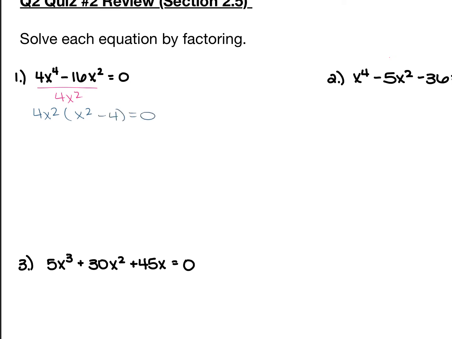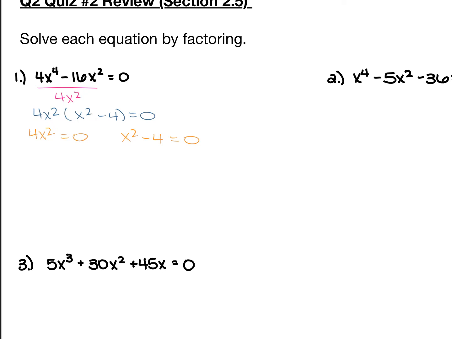Your x squared minus 4 is not factored completely. So you could either factor it further, or you could just set it equal to 0 and then solve. If you set it equal to 0 and solve, you're going to have 4x squared is equal to 0, as well as x squared minus 4 is equal to 0.